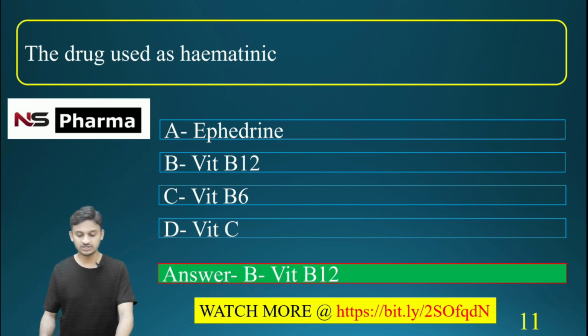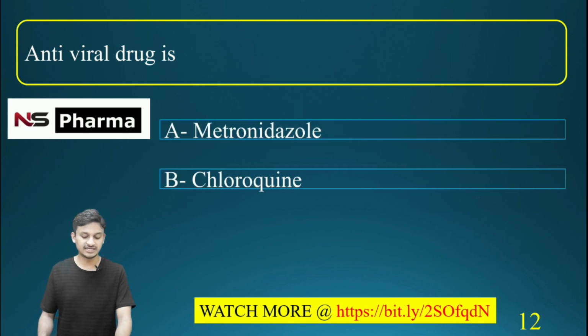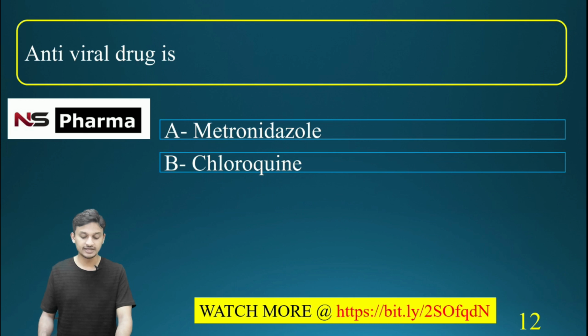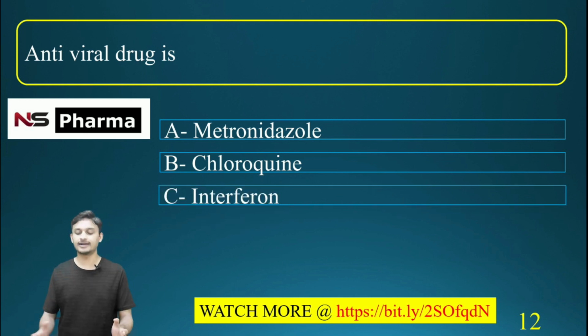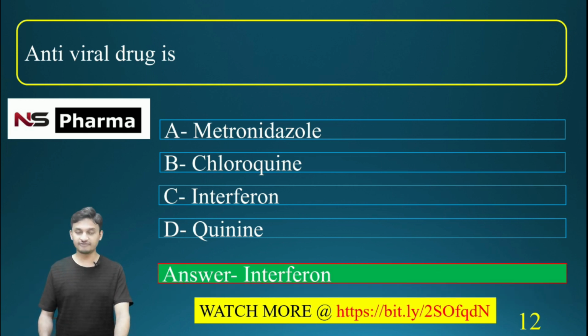Now we are moving to question number 12. Which of the following drugs is antiviral? Options are option A metronidazole, option B chloroquine, option C interferon, option D quinine. The correct answer is option C, interferon. Interferon is the antiviral drug.